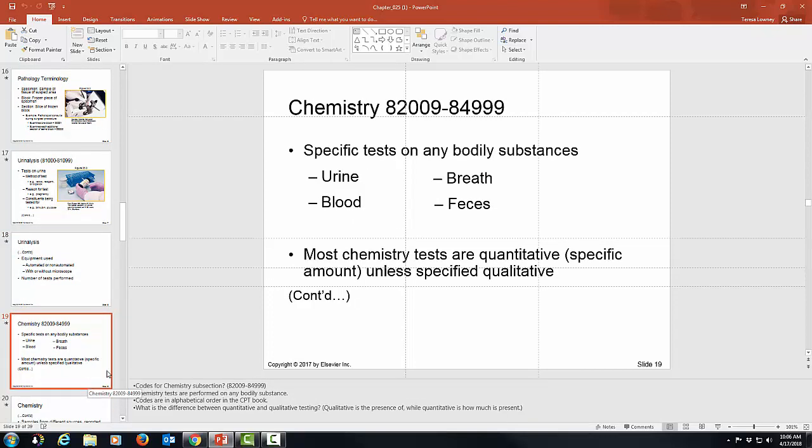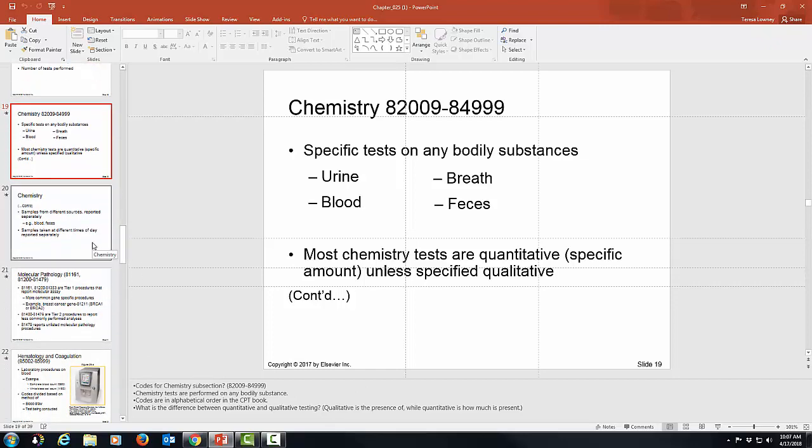The chemistry subsection, 82,009 through 84,999. Look at that, 2,990 codes. Specific tests are on any bodily substance: urine, blood, breath, feces. Most chemistry tests are quantitative, a specific amount, unless specified qualitative. These codes are alphabetical in your CPT book, and you need to remember the difference between qualitative and quantitative, and you can't stress that too many times. There's a huge difference, okay?